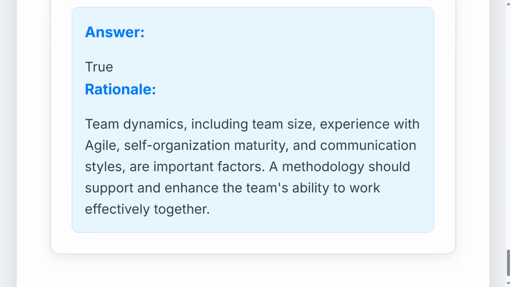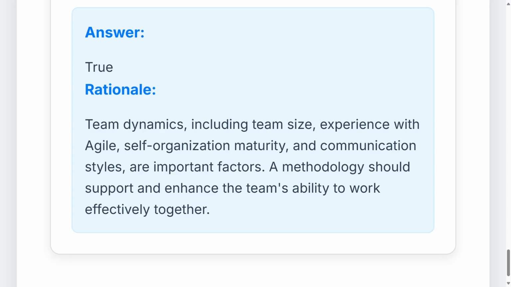Team dynamics include team size, experience with Agile, self-organization, maturity, and communication styles. These are all important factors. A methodology should support and enhance the team's ability to work effectively together.